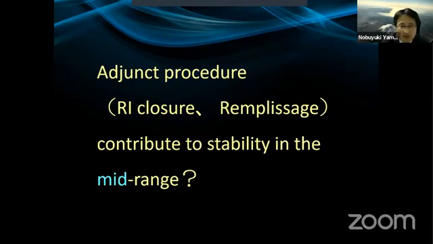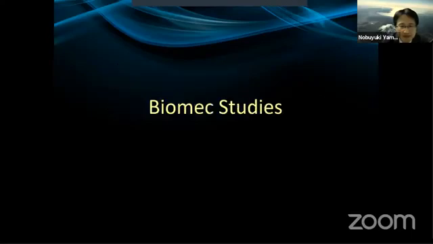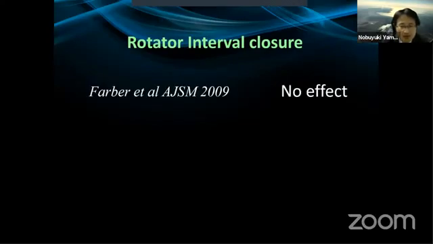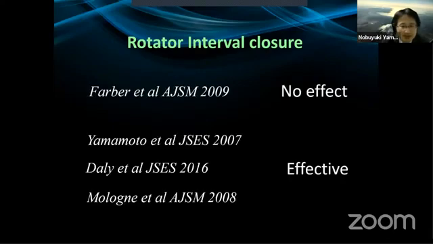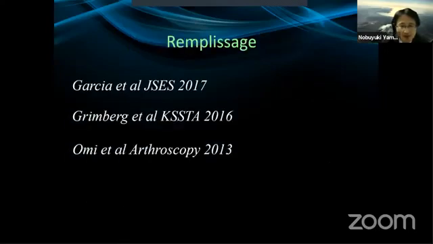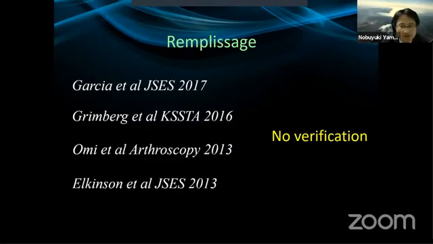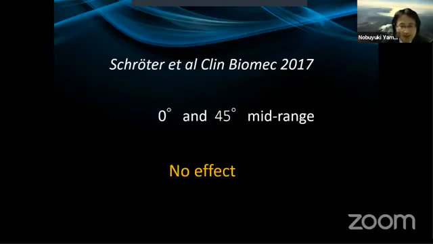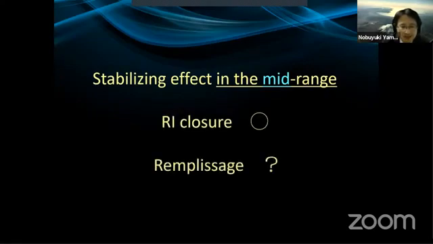Adjunct procedures such as rotator interval closure and remplissage contribute to the stability in the mid-range. Looking at the biomechanical studies about rotator interval closure, in one report, no effect, but in 3 reports, effective. How about remplissage? In 4 reports, no verification. Only one report investigated 0 and 45 degrees mid-range. They concluded no effect. So in conclusion, the stabilizing effect in the mid-range: rotator interval closure, yes; remplissage, still unclear.